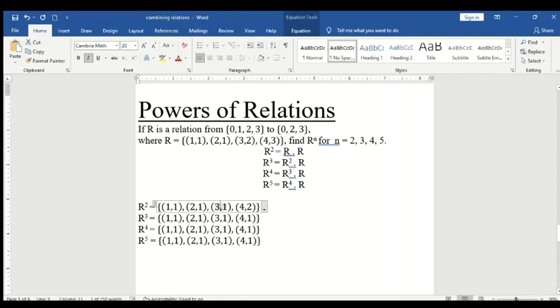Then we have 3, written as 3 then 1, and it is mapped with another 1. Therefore, the answer is (3,1) for R^3. Next we have 4 for R^2. We write 4 here, and 2 is mapped with 1. Therefore, the answer is (4,1). That is for R^3.